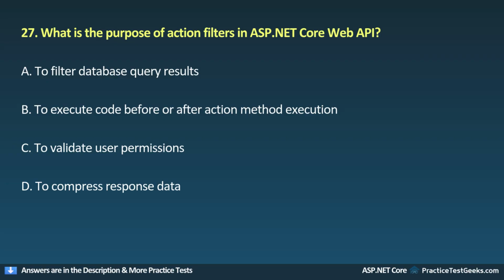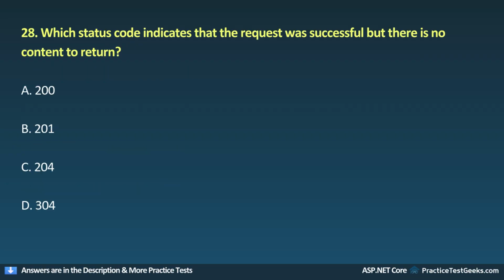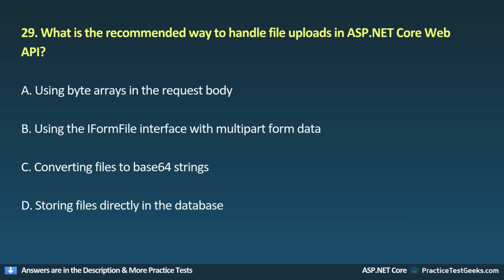A. To filter database query results. B. To execute code before or after action method execution. C. To validate user permissions. D. To compress response data. 28. Which status code indicates that the request was successful, but there is no content to return? A. 200. B. 201. C. 204. D. 304. 29. What is the recommended way to handle file uploads in ASP.NET Core Web API?